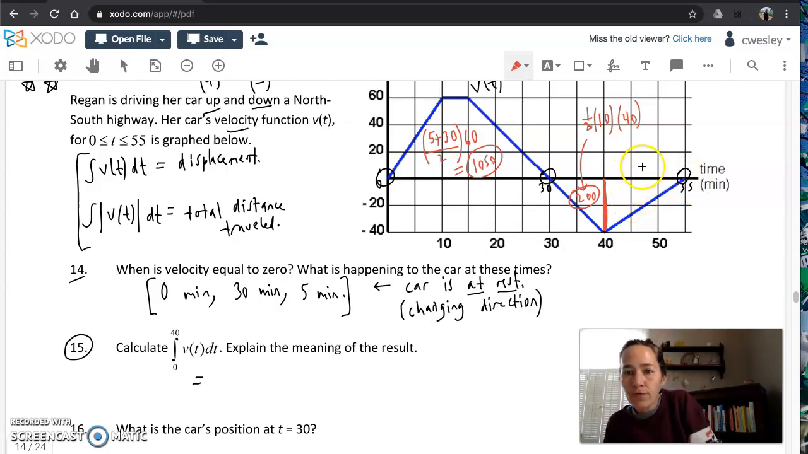It'd be 1/2 times the base. The base is going to be 15 minutes, and the height is going to be 40 in the negative direction. So for later, we'll use that this area is going to be 300.